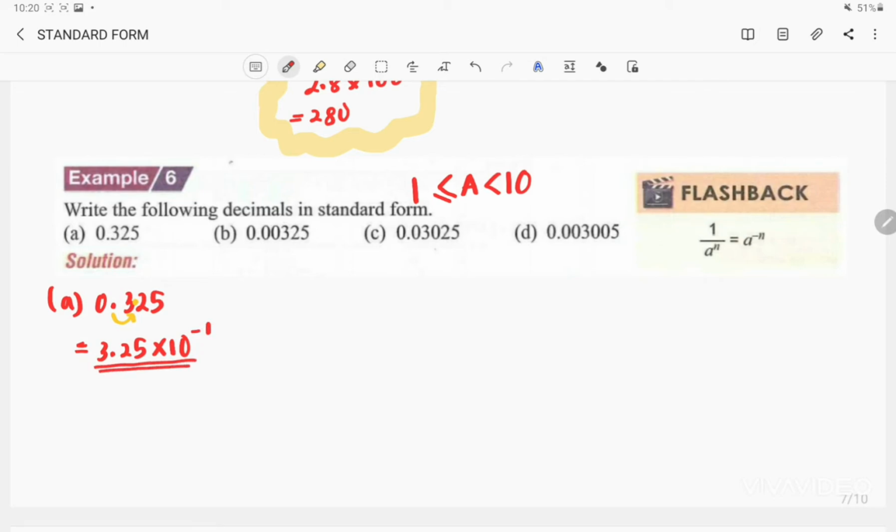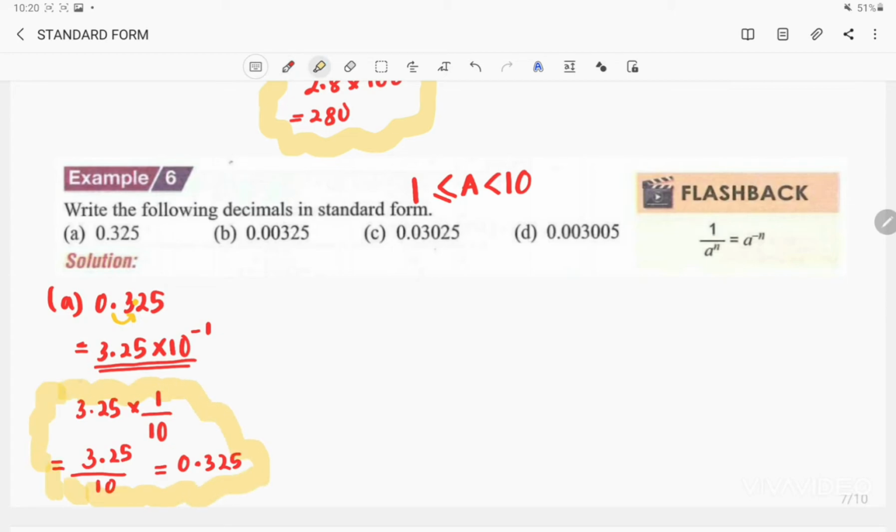Okay, kenapa negative 1 tu? Okay, actually dia ada kaitan dengan yang kita dah belajar indices, law of indices. Okay, alright, this one is actually 3.25 times 10 power of negative 1 is 1 over 10. Okay, kalau kita tulis dalam bentuk ringkas, 3.25 divided by 10. Dan kalau kita bahagikan this number, kita akan dapat semula 0.325. Okay, this one is just to recheck.